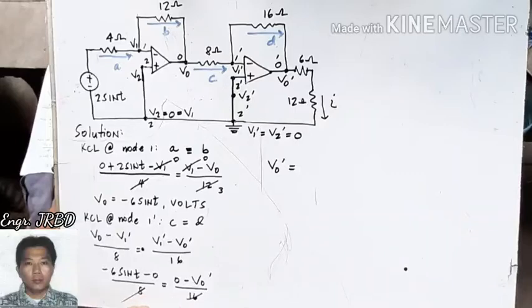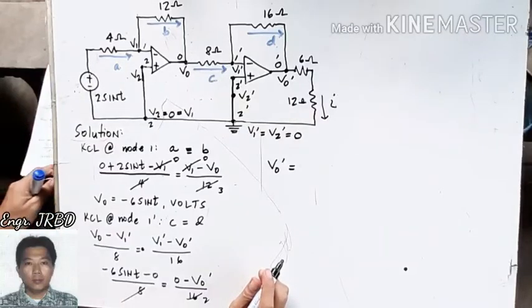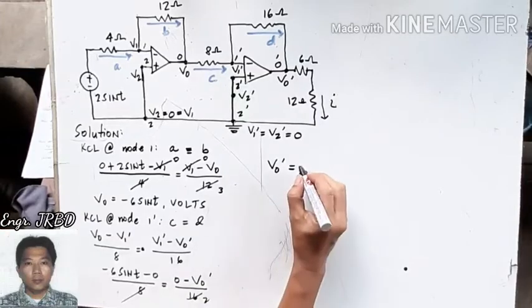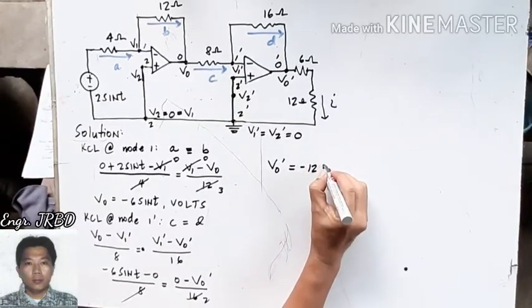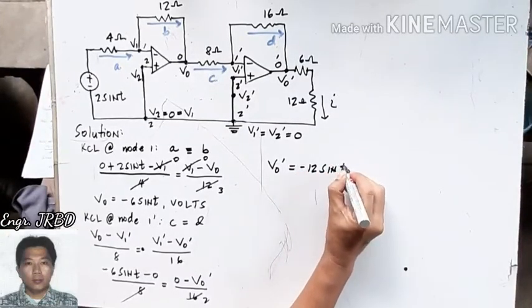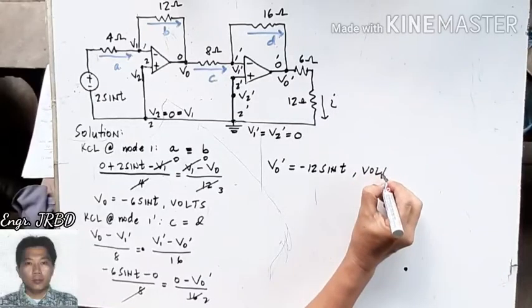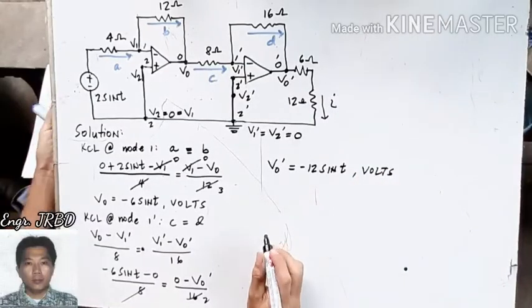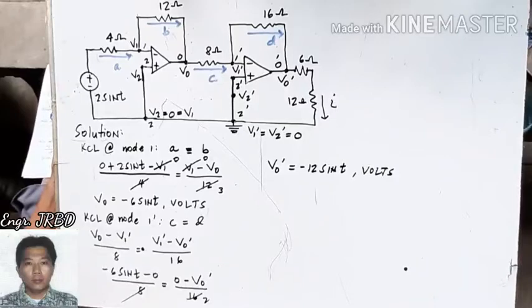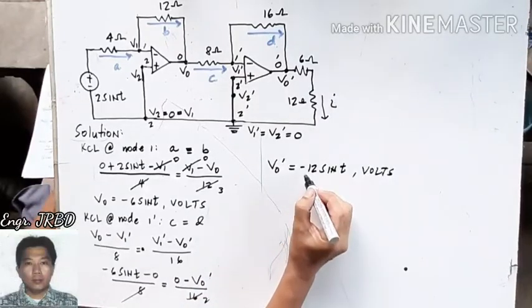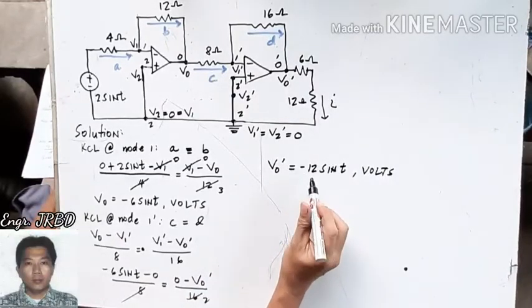This will cancel to negative 12 sine t volts. Try to check your manual or the handout that you have downloaded. I think I have written this one as positive, while in fact it should be negative.